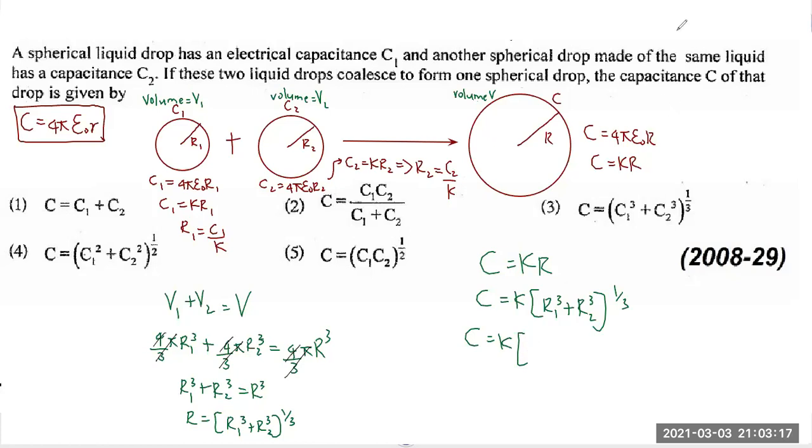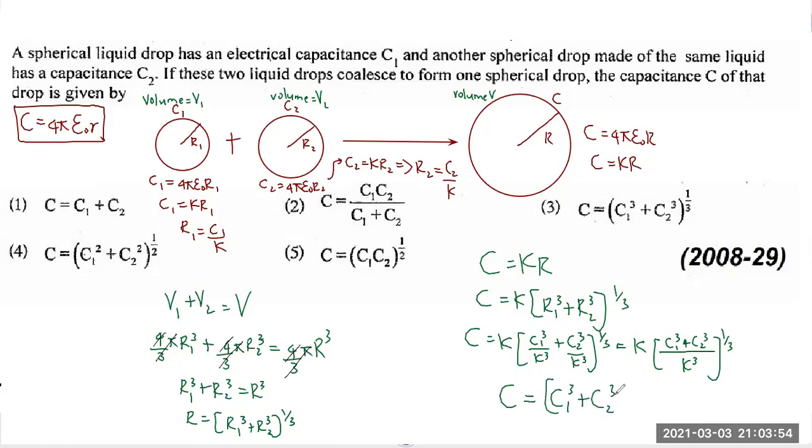So let's substitute that here. R1 cube is C1 over K cube, C1 cube over K cube plus C2 cube over K cube. That is this 1/3, right? And then you can say K inside here we have K cube, here C1 cube plus C2 cube to the power 1/3. K cube to the power 1/3 is also K, correct? So this K and that K will get cancelled off, and finally C will be equal to C1 cube plus C2 cube to the power 1/3.